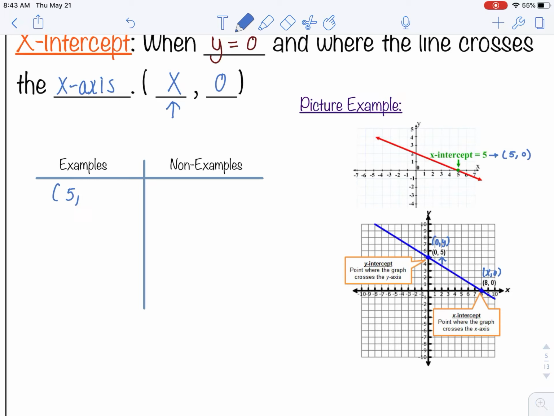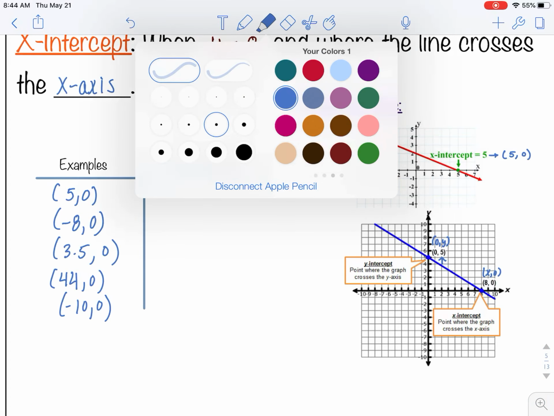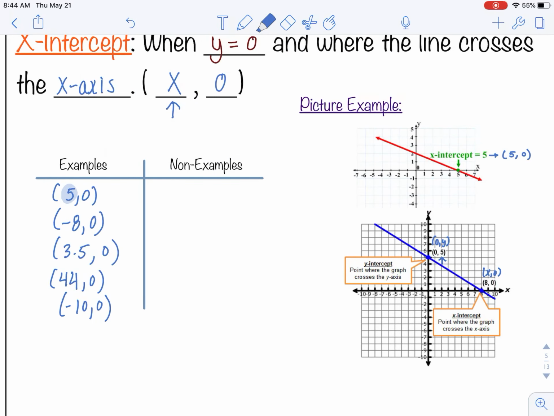An example is 5, comma 0, negative 8, comma 0, 3.5, comma 0. You might be noticing a pattern. 44, comma 0, negative 10, comma 0. That pattern being, every y value is 0.